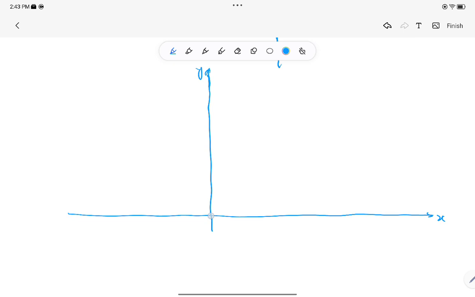Now this is 0, this is 1, 1 2 3 4 5. Similarly you have 1 2 3 4 5 6 7 8 9. And similarly we have here a few negative points, -1, -2.